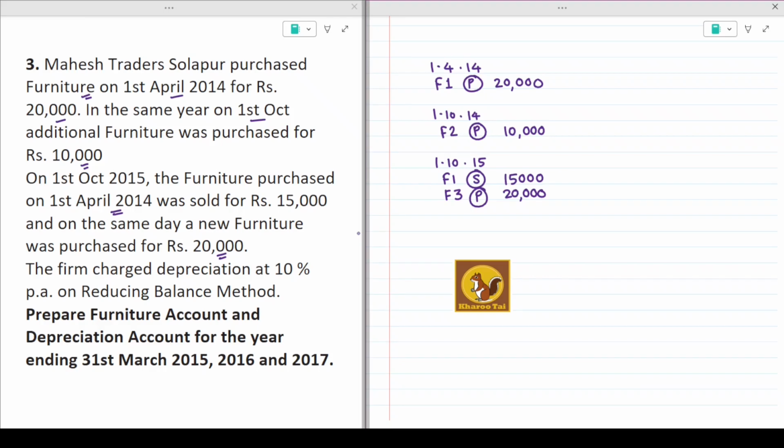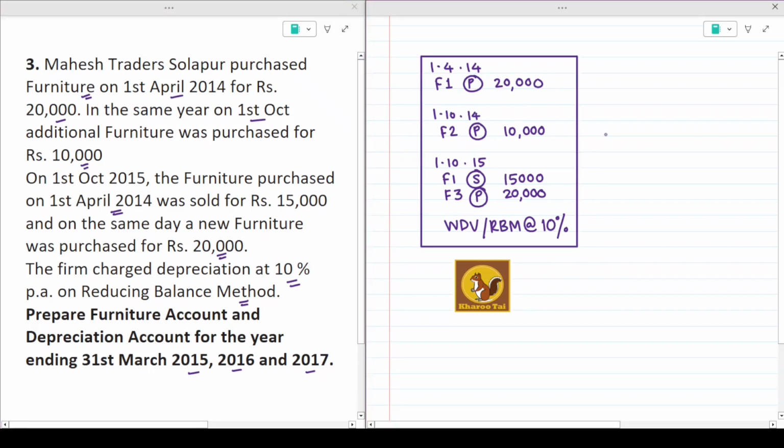The firm charged depreciation at 10% per annum on reducing balance method. So the method is WDV, reducing balance method, that is written down value method at the rate 10%. Prepare furniture account and depreciation account for the year ending 31st March 15, 16 and 17. For 3 years we have to prepare ledgers of furniture account and depreciation account. No journal entries is asked. So with this summary, let's do the working.